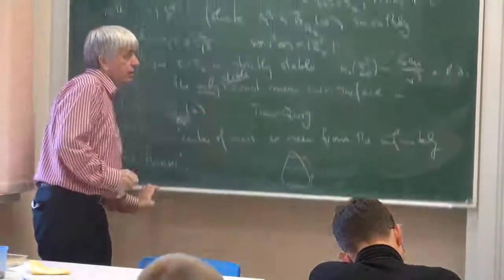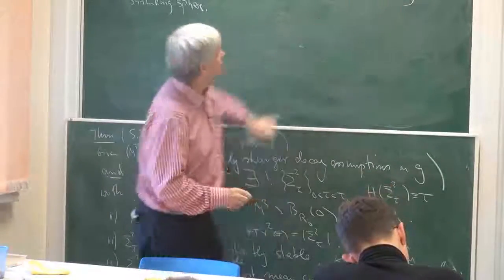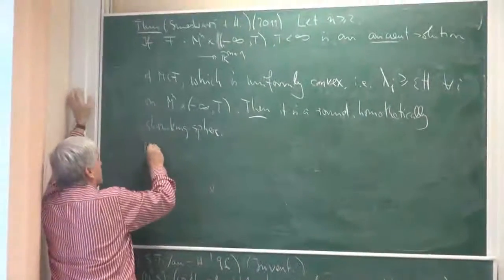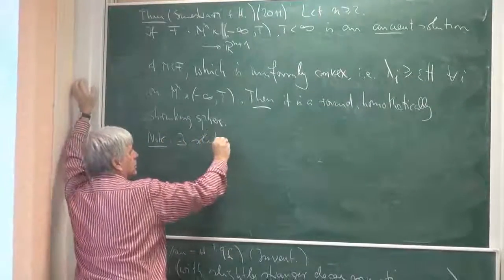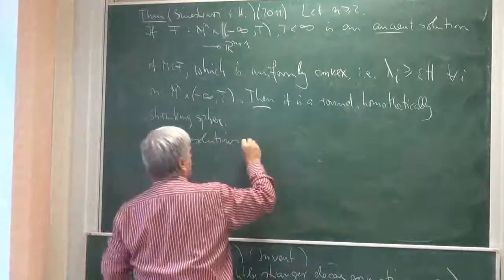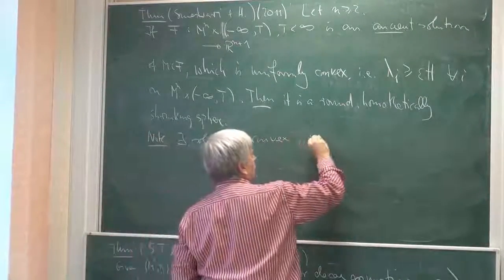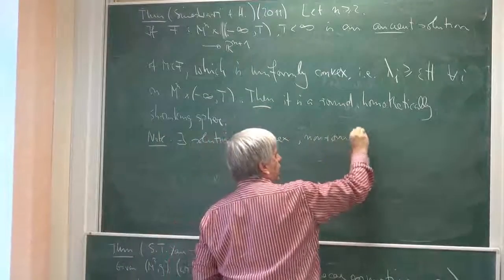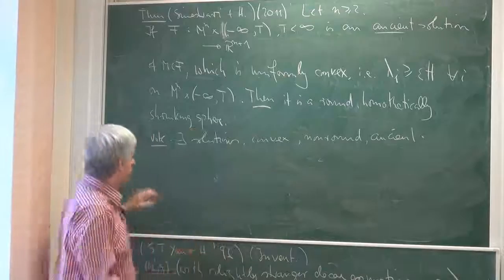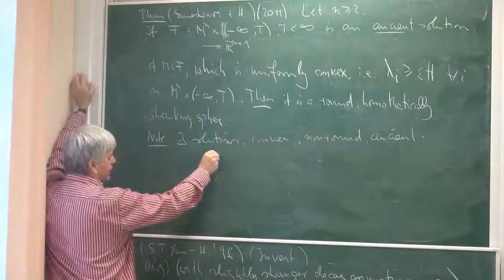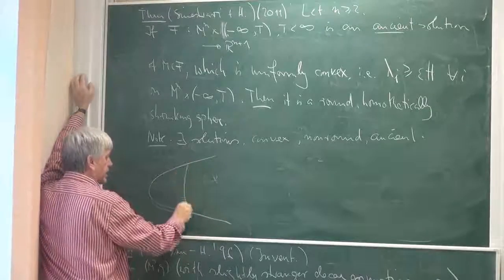Now notice, I need this uniformity condition. Note, there exist solutions which are convex, non-round, and ancient. There are solutions that remember these translating paraboloid type things that I had drawn yesterday.